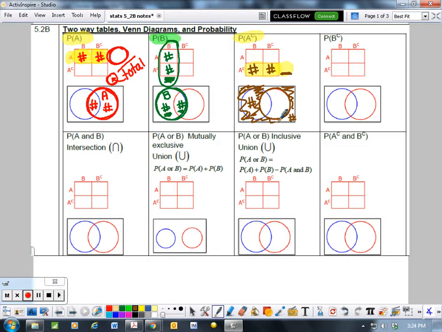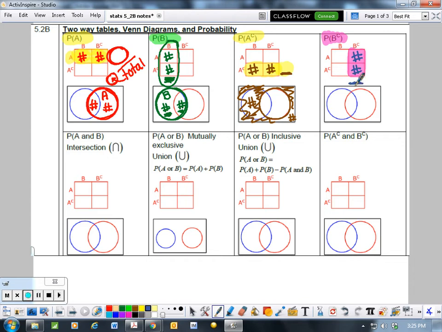Okay, the next thing we're going to look at is the probability of B complement. So B complement will be both of these values added together, and it's usually written down below. So this number plus this number, usually written right down here.